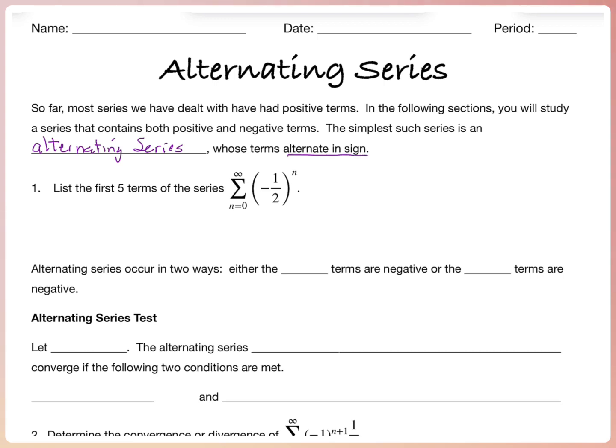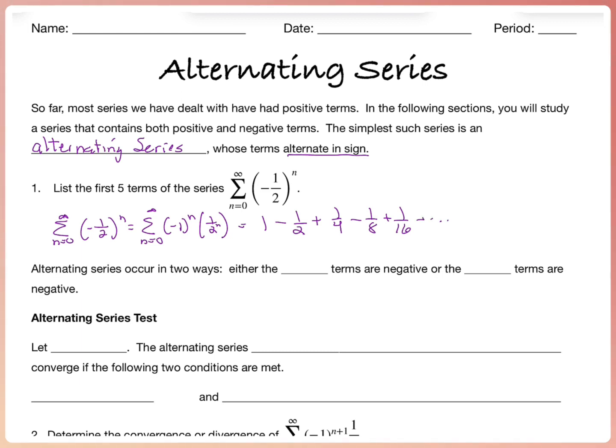For example, if we list the first 5 terms of the series, the summation of n equals 1 to infinity of -1 raised to the n power, we could rewrite this series as a summation of n equals 0 to infinity of (-1)^n times (1/2)^n. So our first terms would be 1 minus 1/2 plus 1/4 minus 1/8 plus 1/16 minus ... Notice our terms alternate from positive to negative, positive to negative.